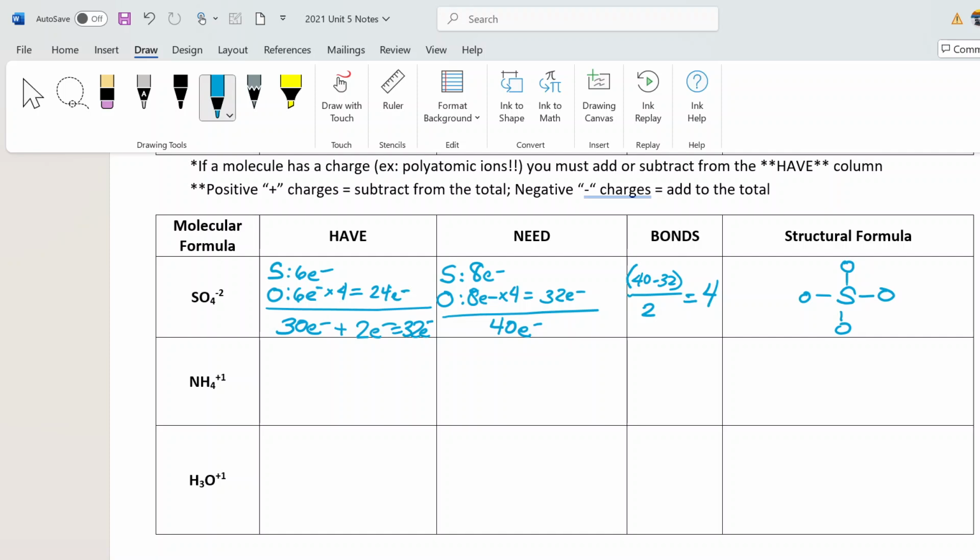Okay, I have 8 electrons based on the 4 lines that I drew, and I need 32 electrons. So I'm going to surround each oxygen with 6 electrons. We have 8 already, so watch.